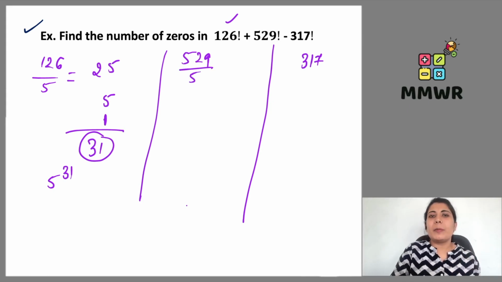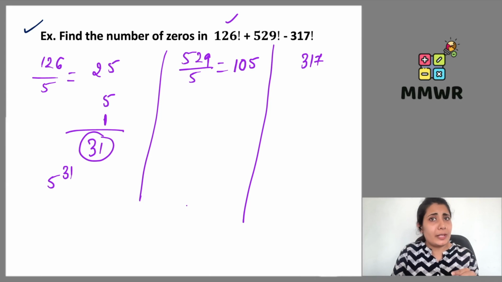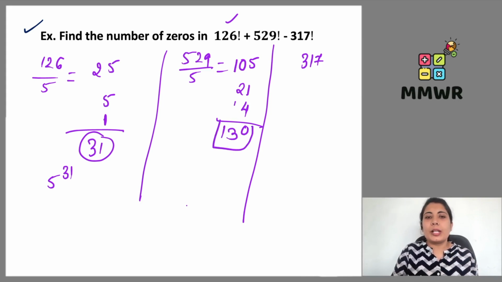Now 529 divided by 5 gives me 5 ones are 5, 0, 5 fives are 25. Again it will be divisible because this is the first quotient 105. 105 divided by 5 gives me 5 twos are 10, 5 ones are 5, 5 fours are 20. Now 4 divided by 5 won't be possible because 4 is smaller than 5. So let's add it. 4 plus 1, 5. 5 plus 5, 10. Carry over 1. 0, 2, 1 gives me 3 here and 1. So here we have total how many zeros? 130 zeros. That means 10 to the power 130. And here it is 10 to the power 31.